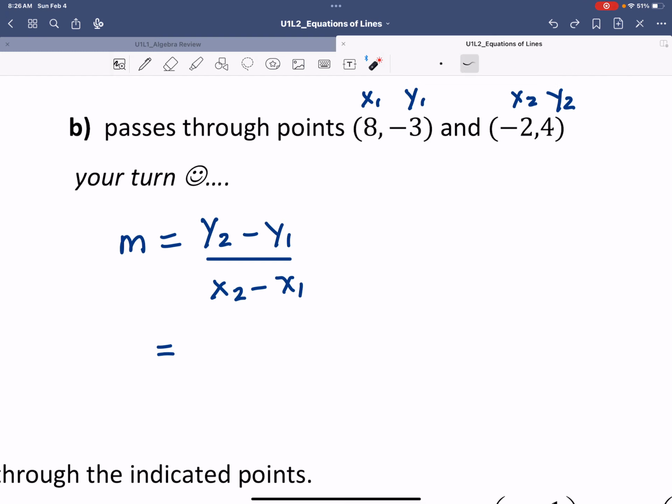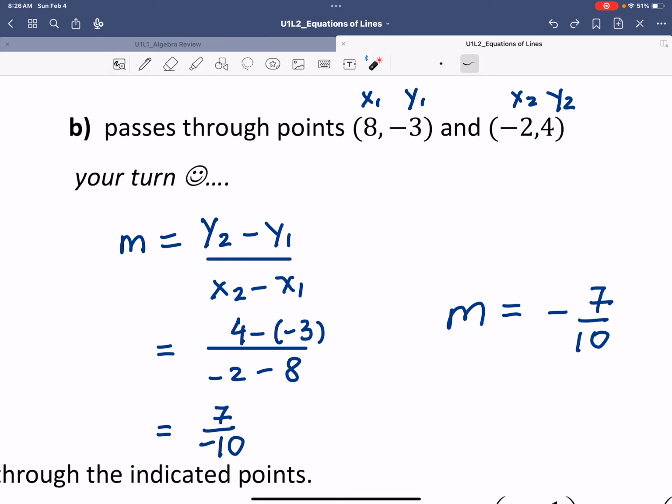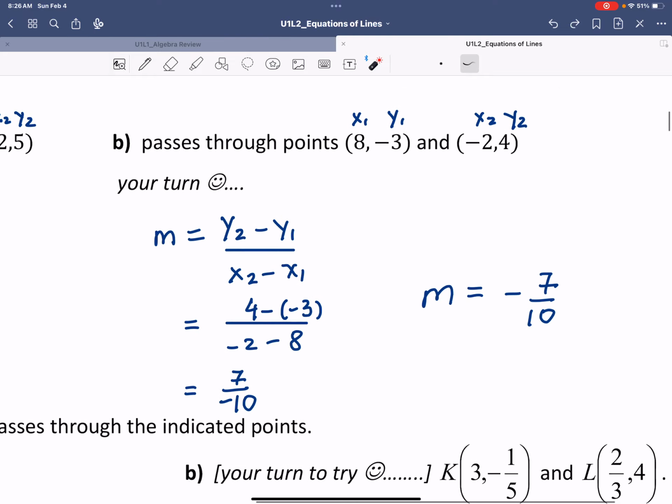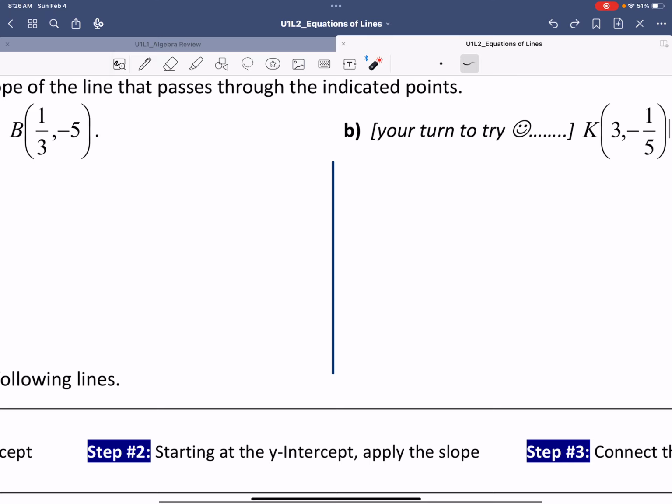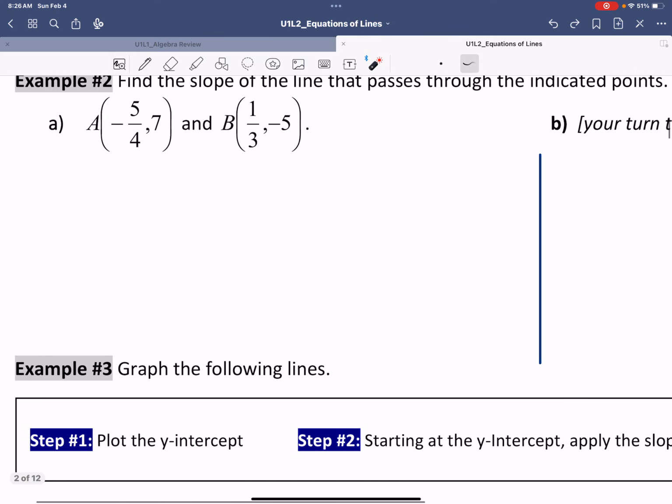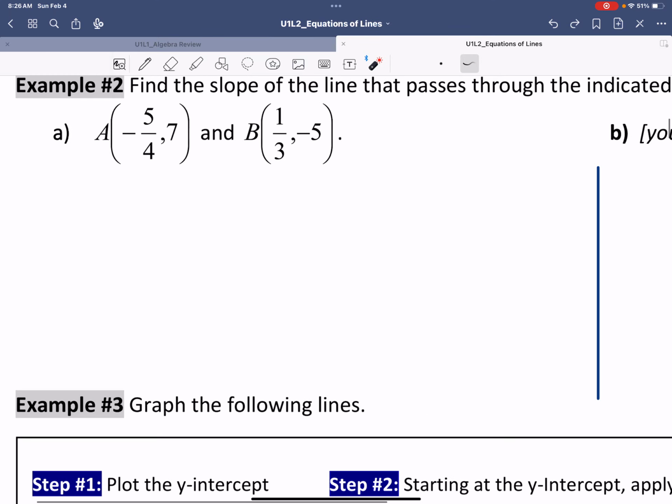m equals y2 minus y1 over x2 minus x1. Substitute y2 minus y1 with negative 4 minus negative 3, divided by x2 minus x1, negative 2 minus positive 8. Negative 4 minus negative 3 is negative 1, negative 2 minus 8 is negative 10, which means that the slope would be negative 7 over 10.